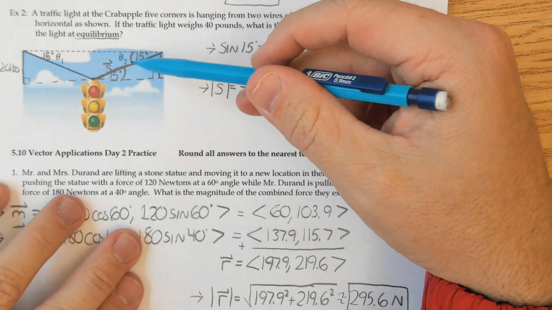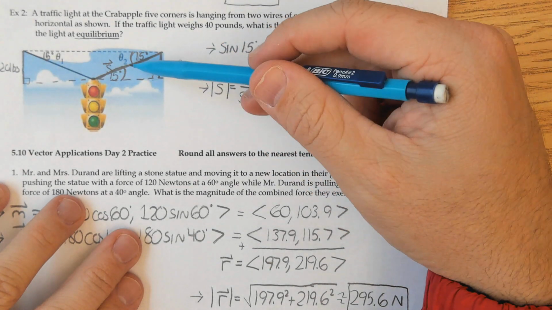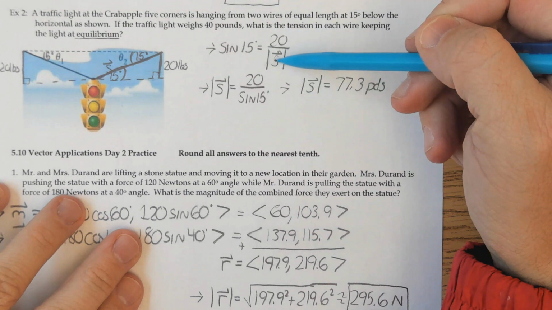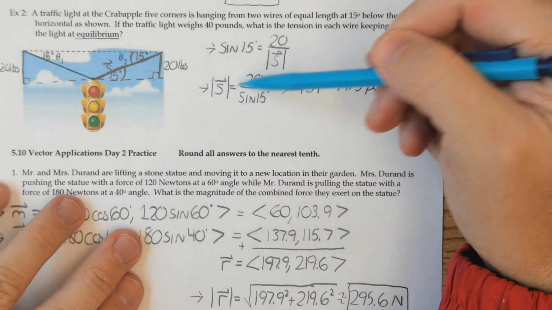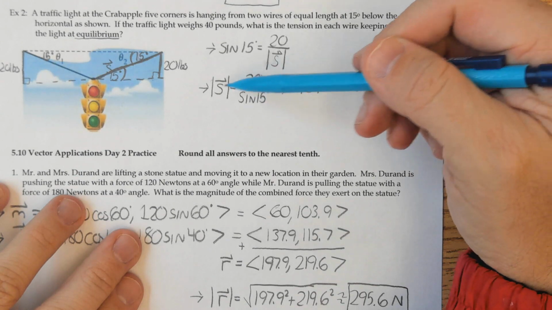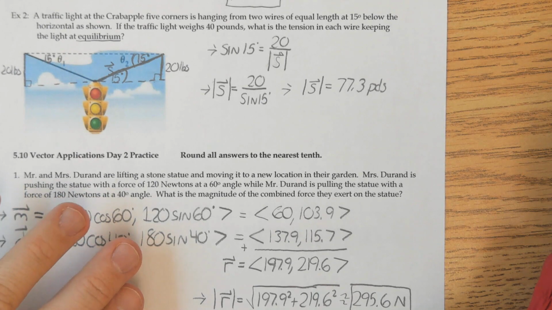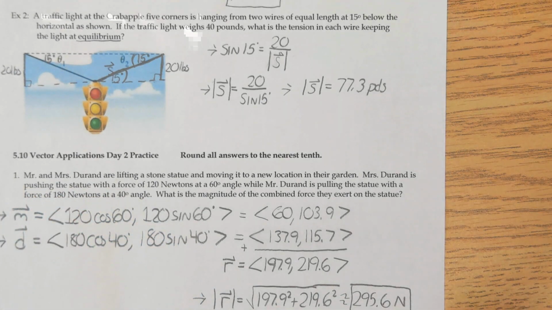Once you get that information, you're just going to set up sine, because you've got opposite over hypotenuse. Multiply both sides by the hypotenuse and divide by sine of 15, so you get the magnitude of S is equal to 20 over sine of 15, and there you go, 77.3 pounds. We'll make sure to go over more examples of those. There is one on the homework as well.